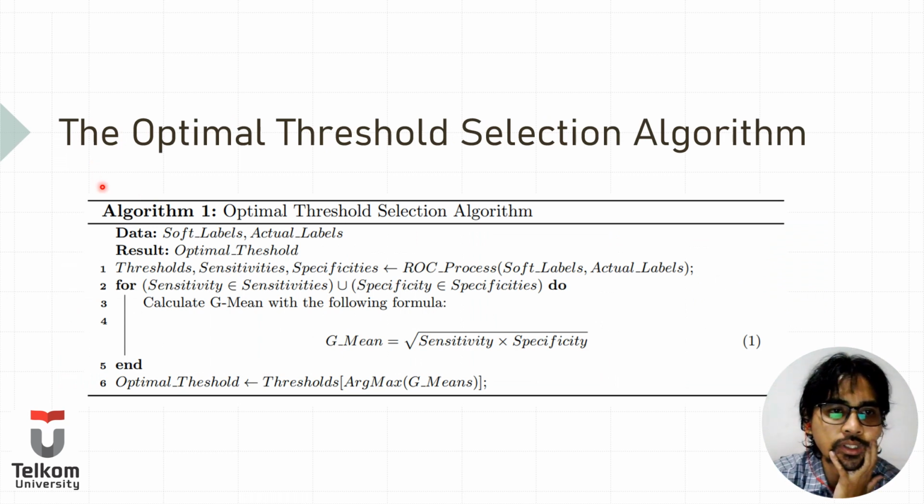So this is our optimal threshold selection algorithm. First, we collect several thresholds, sensitivities, and specificities from the ROC process using the soft labels and the actual labels. For each sensitivity and specificity, we calculate the G-mean using the following formula. And then lastly, we choose the most optimum threshold by using the argmax of the collection of G-means that we have collected in the process earlier.